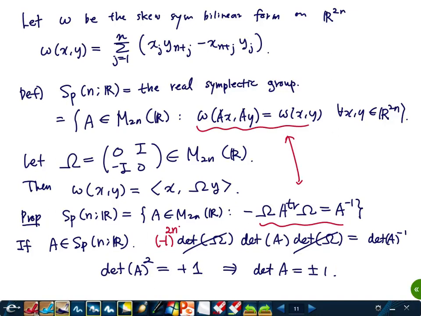The interesting fact is that, in fact, we always have plus 1. But it's a non-trivial fact. I'm not going to do the proof, but the fact I want you to know is that it's indeed 1 always.